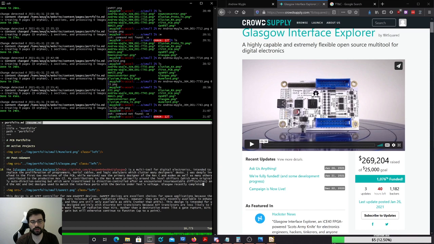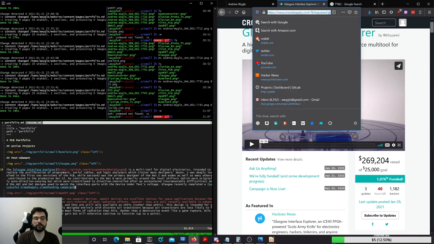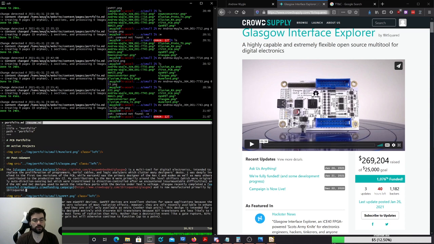Glasgow recently completed a successful crowdfunding campaign. Set paste. Set no paste. And manufactured is now done primarily by 1BitSquared.